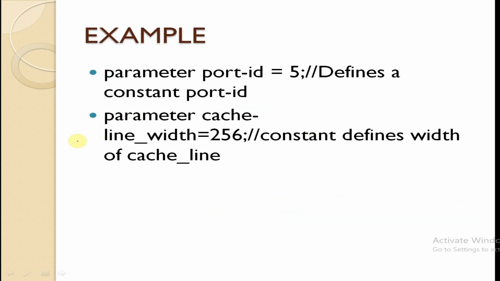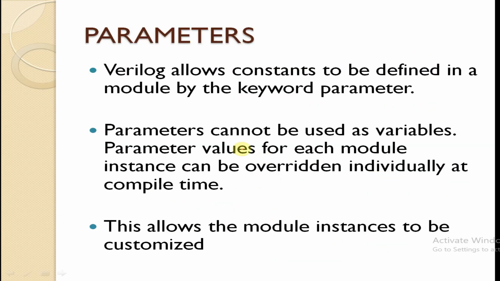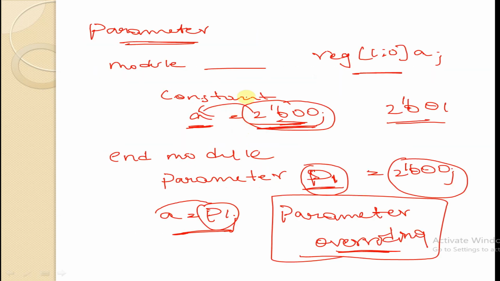Another use case of this parameter is, for example, if we have a module that is parameterized. We will discuss this concept in our upcoming session, so I will give a brief idea about this. Let's discuss this in upcoming videos. Like this, we can declare a parameter and assign a constant value to it, and we can also modify this parameter by using the concept of parameter overriding.